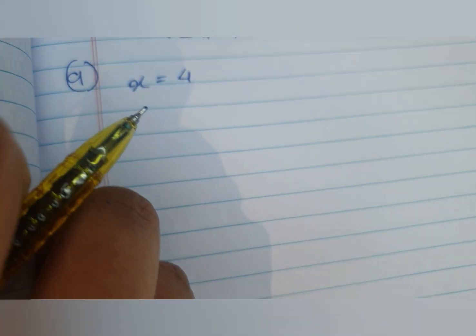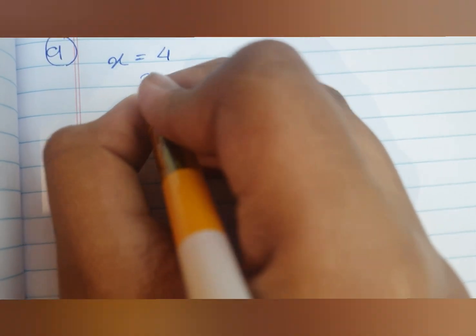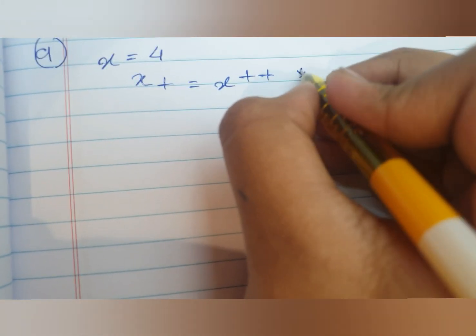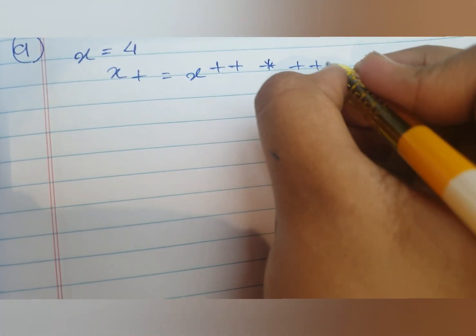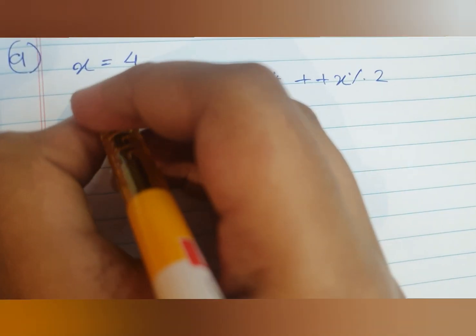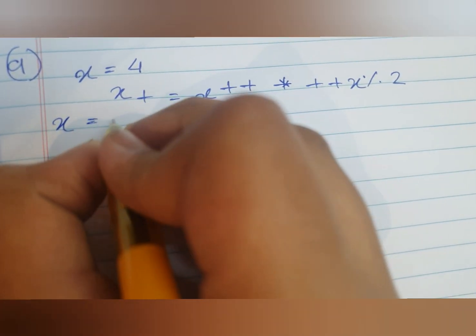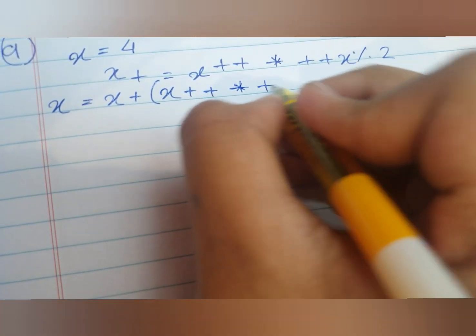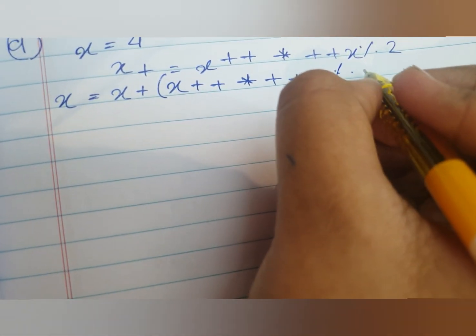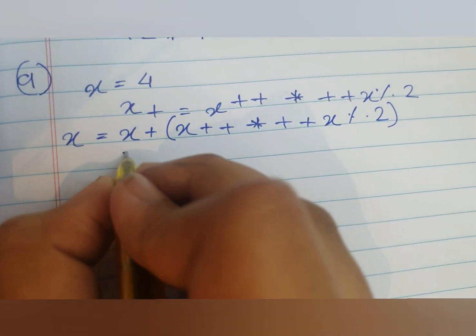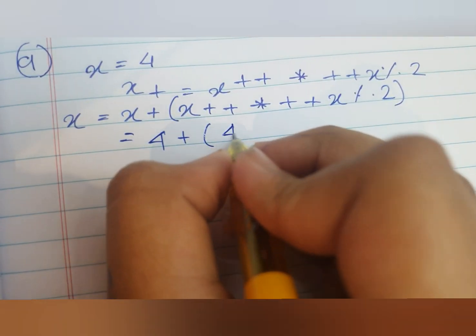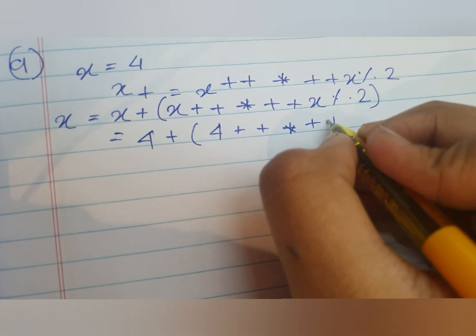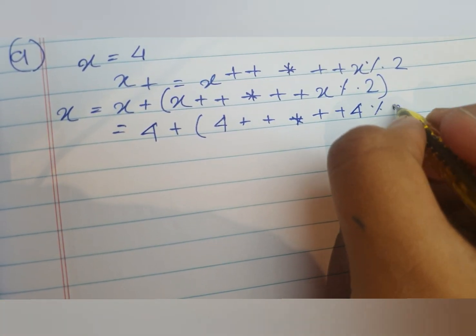Alright, now let us move on to the 9th question, that is saying x equals 4, and the question is x += x++ * ++x % 2. Okay, so let us solve. You all know x equals x plus x++ into ++x modulus 2. So let us solve. X is 4. So 4 plus 4++ into ++4 modulus 2.